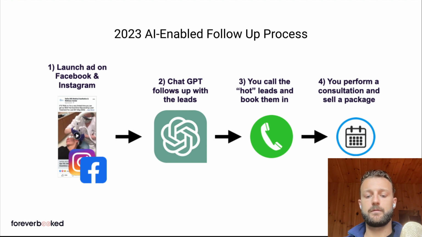ChatGPT will follow up with everyone and have a conversation with people. And once they've had a conversation with the bot and they're excited about coming in, that's when we notify the clinics to call them. So this weeds out all the tire kickers and it makes the follow-up much easier because you're only reaching out to people who are interested. And I'm not going to explain this whole process right now, but I'll add a link to another video I have that goes in a bit more depth in how this AI follow-up process works for med spas.